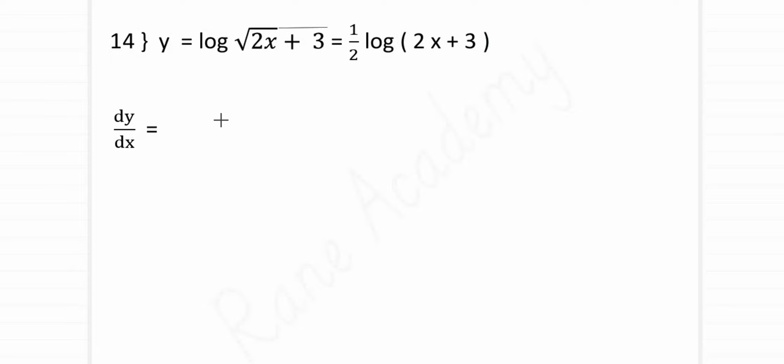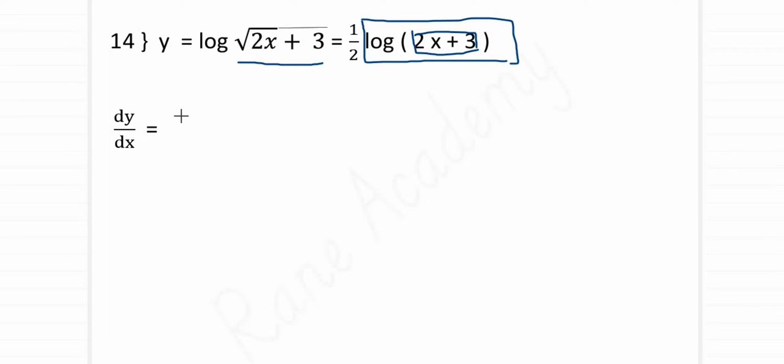Question number 14. Y is equal to log of under root of 2x plus 3. Before we differentiate, we can simplify using a property of logarithm. Log of under root of 2x plus 3 can be written as 2x plus 3 whole raised to half. Using the law of logarithm, we can write this as half of log of 2x plus 3. So this function has been reduced to a simple function. Now we have log of 2x plus 3, which is the outermost function, and inside that we have an inner function, that is 2x plus 3. So it is very easy to differentiate.